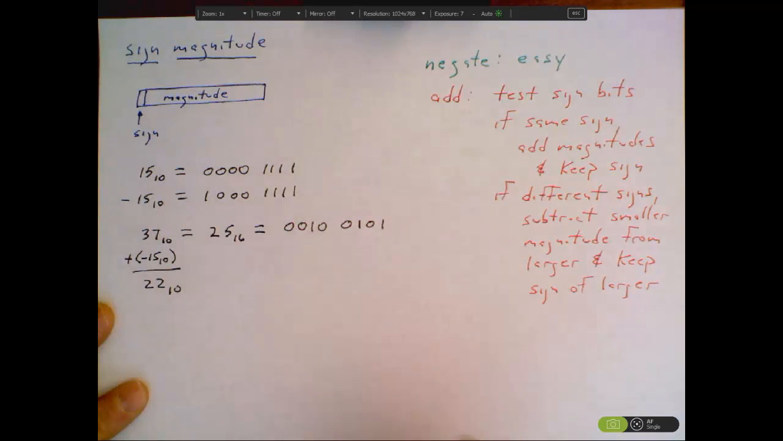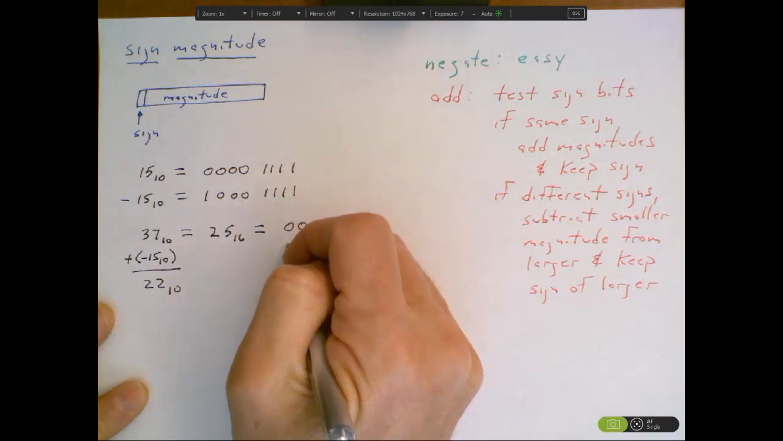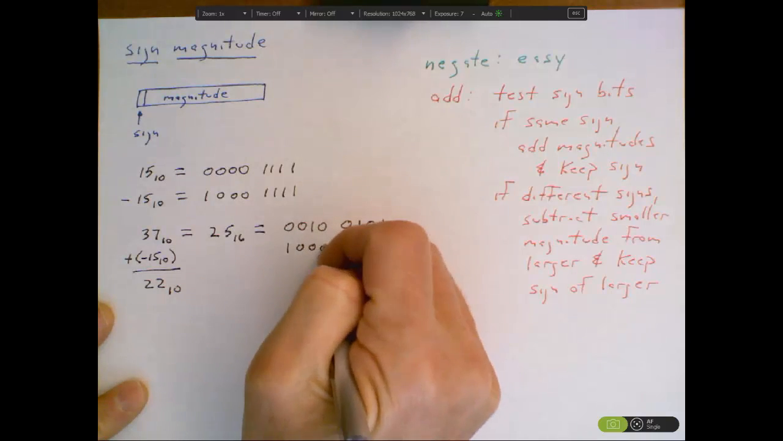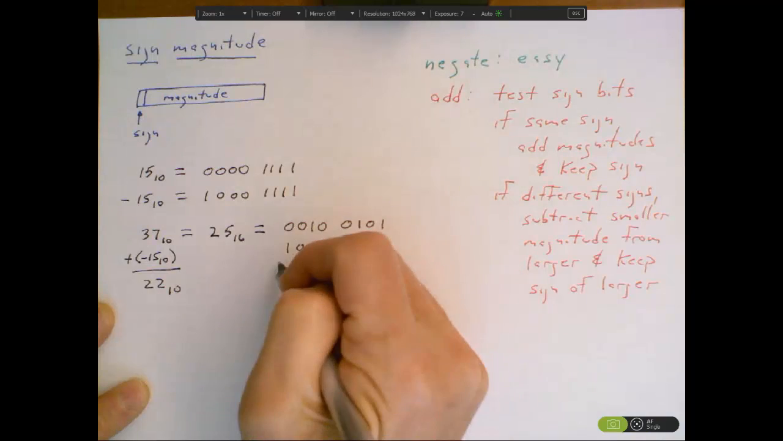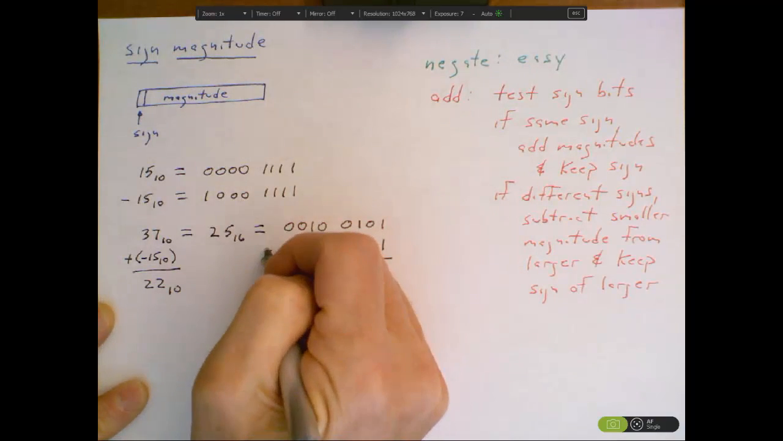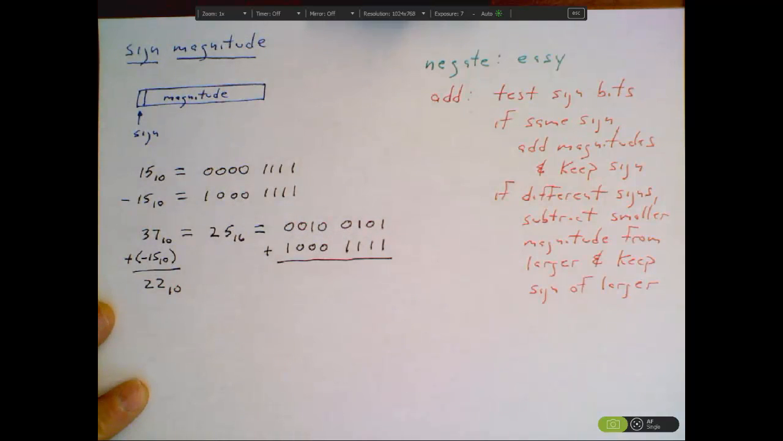Minus 15 I already know, I did it up above. 1 0 0 0 1 1 1 1. So when I go to add these numbers, though, I realize it's complicated, right? I've got to check the sign. If the signs were the same, then I could just add the magnitudes and keep the sign. But if the signs are different, then I have to look at the magnitudes and figure out which one's the smaller, and I have to actually subtract the smaller from the bigger.